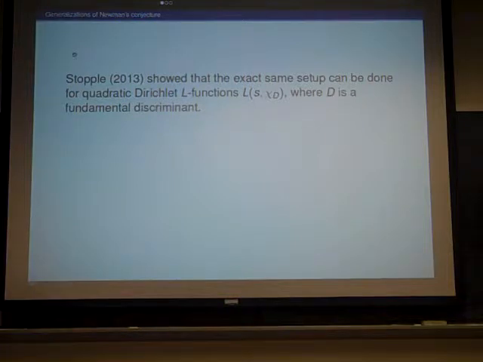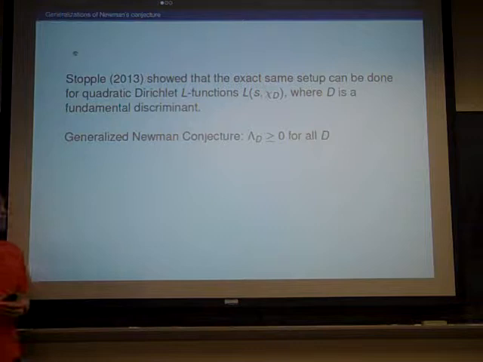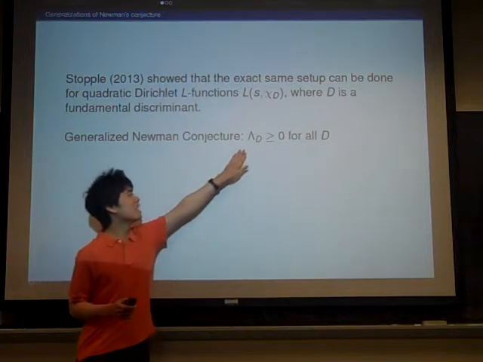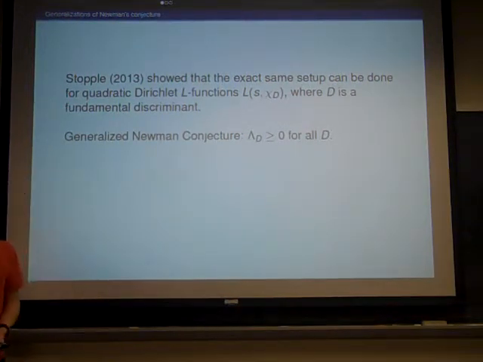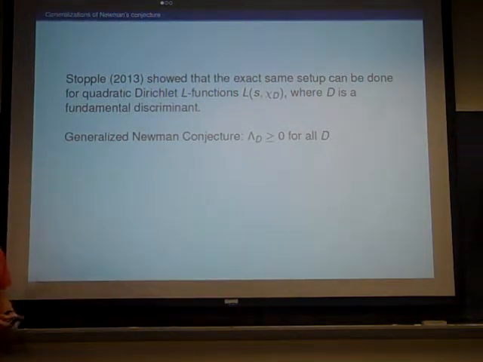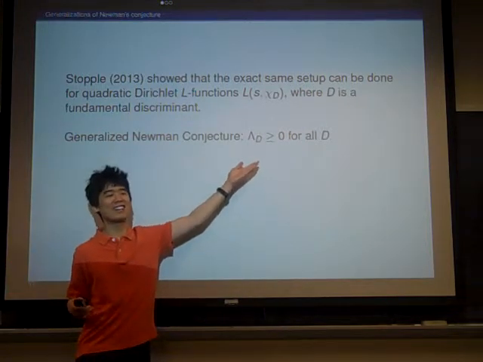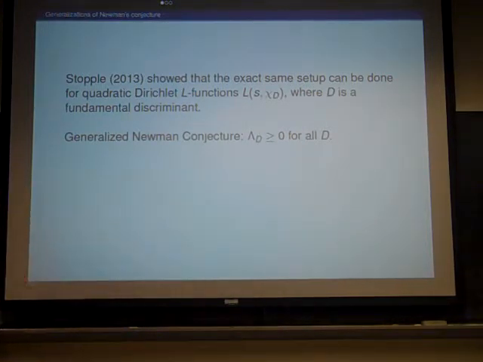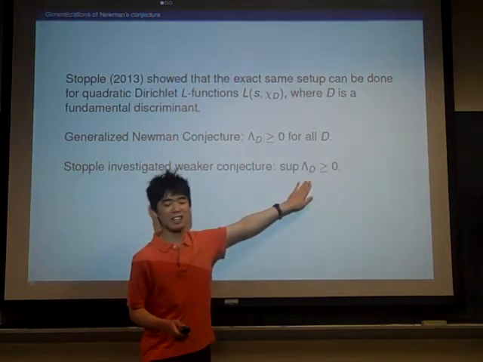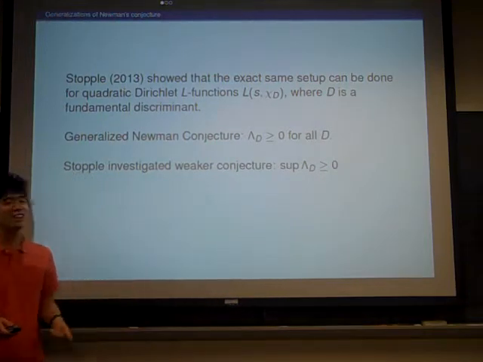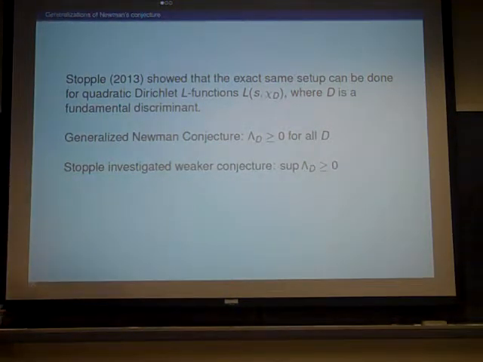Last year, Stoffel showed that we can do the exact same setup, introducing the parameter of t and getting this constant lambda with these quadratic Dirichlet L functions. In that case, each L function, L(s, chi_d), gives us a de Bruijn-Newman constant lambda_d. And we would like to conjecture that all of these are non-negative. But trying to show something like this is just as hard as showing the Newman conjecture for the zeta function. So what Stoffel looked at was the weaker conjecture that the supremum of these constants was non-negative. And this allowed him to look through lots of values of d at once.